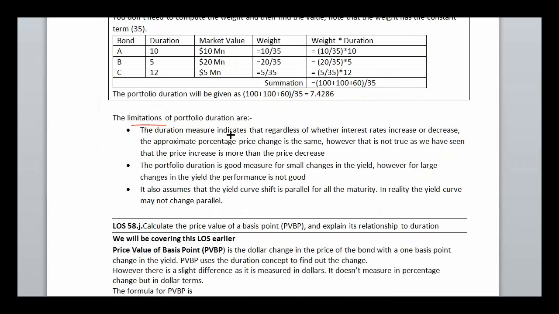The duration measure indicates that regardless of whether interest rates increase or decrease, the approximate percentage price change is the same. However, we have said it is not the case, because when the yield decreases, the price increases more. Portfolio duration is a good measure for small changes, but for large changes it is not. Also, it assumes that the yield curve shift is parallel. In reality, it is not parallel.